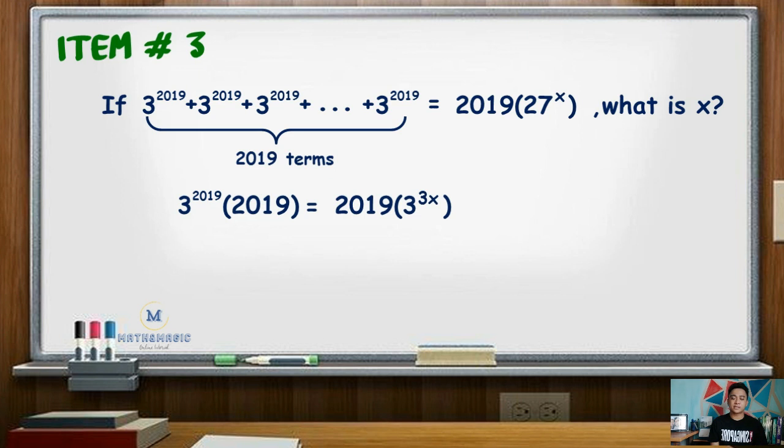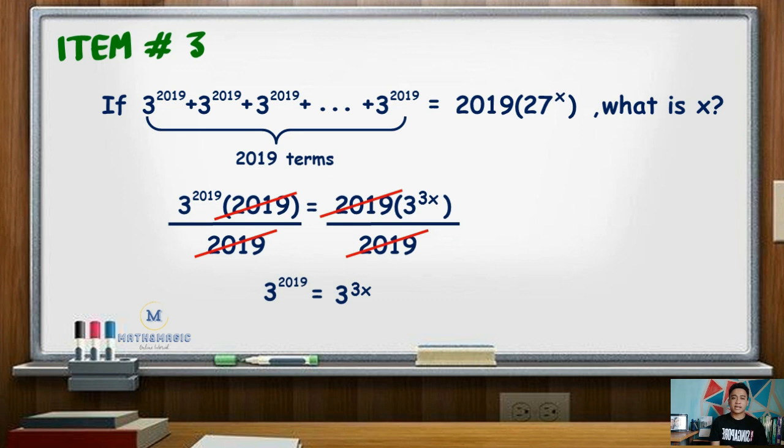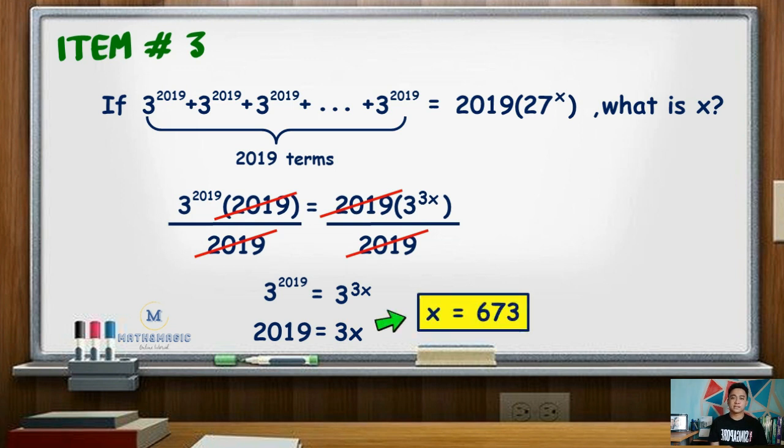Now, dividing both sides of the equation by 2019, we will have 3 raised to 2019 be equal to 3 raised to 3x. Now, since both sides of the equation have the same base, we can now equate its exponents. 2019 will be equal to 3x. So, hence, the value of x for this item is 673.